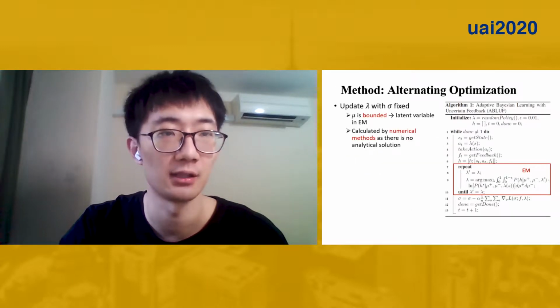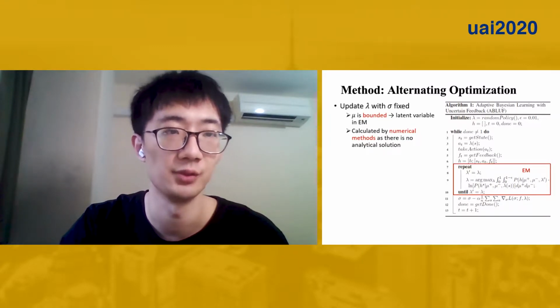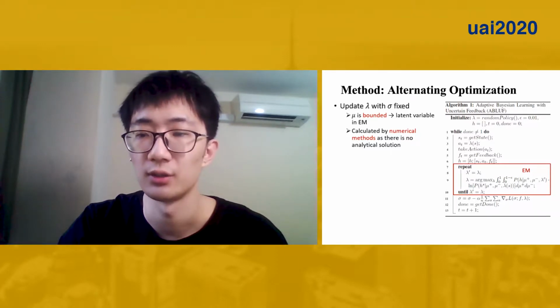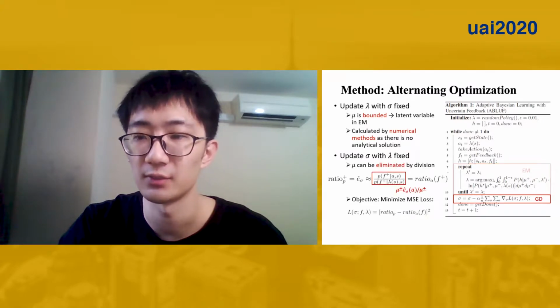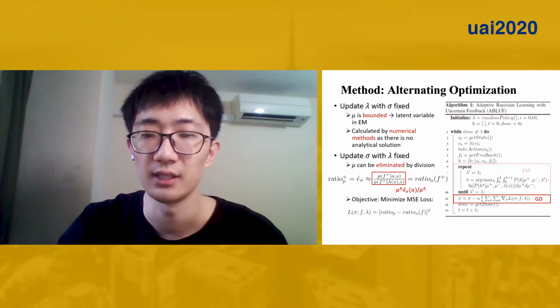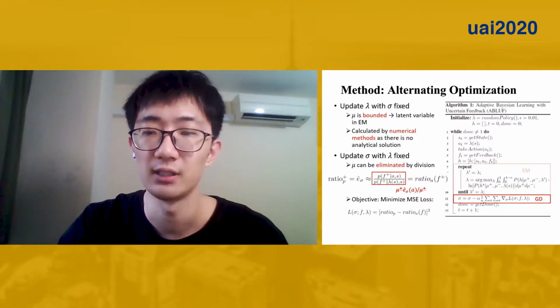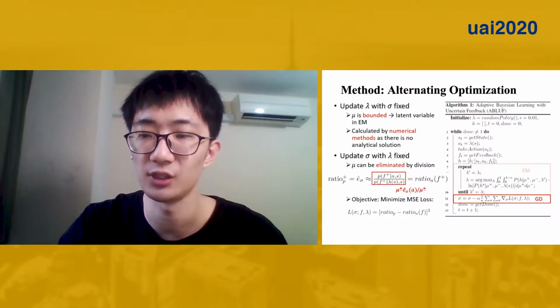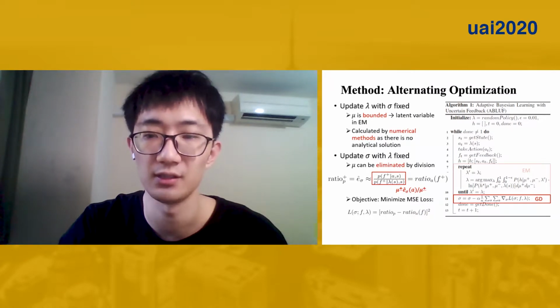Firstly, we update lambda with sigma fixed. Since mu is bounded, we can treat it as a latent variable in EM and calculate the integral by a numerical method. Secondly, we update sigma with lambda fixed. Since the E hat is actually the ratio between the probability at action A and the maximal probability of receiving positive or negative feedback, we can eliminate mu by division, and the loss function is the MSE of two ratios.